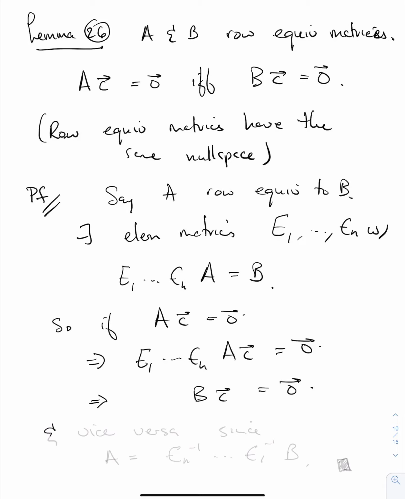We can do the same argument again but in the other direction, vice versa, since A is going to be equal to E_n inverse through E_1 inverse times B, where those are elementary matrices. End of proof, QED. The reason that we want this lemma is to prove the next theorem.